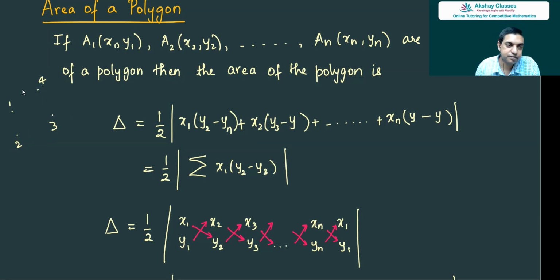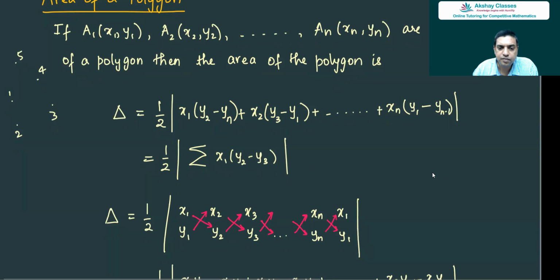In the case of a pentagon, it will be x1 into y2 minus y5. In the case of a polygon of n sides, it will be x1 into y2 minus yn. The next term will be, next increase by 1, y3: x2 into y3 minus the next of yn, the next one is y1. Similarly, when you go to n, after that you will have y1 minus, again with the gap, yn minus 1. So like this, we can do it and we'll get the same result.